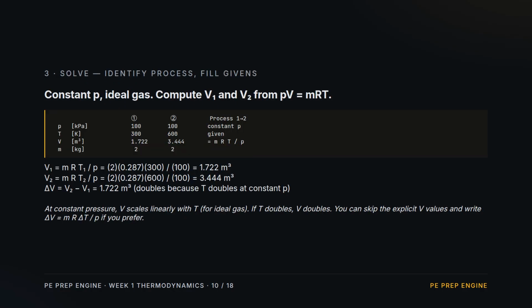Solve. Step 1. Identify the process and fill givens. Constant pressure, ideal gas. Get V1 and V2 from PV equals mRT. Volume doubles because at constant pressure, doubling the temperature doubles the volume. Delta V is 1.72 cubic meters.